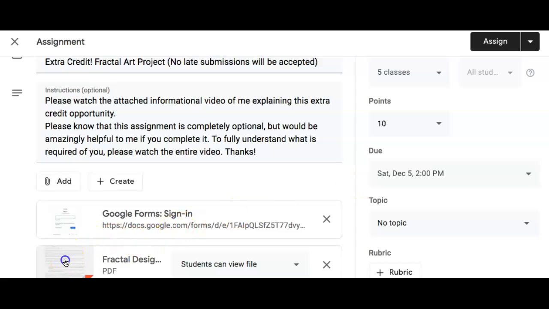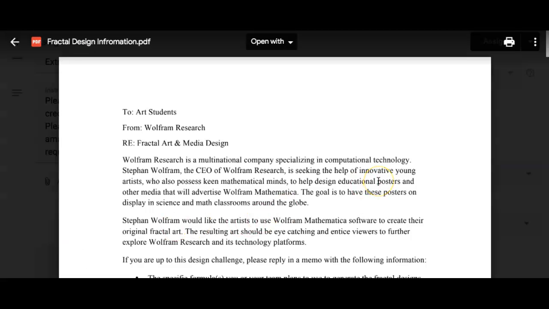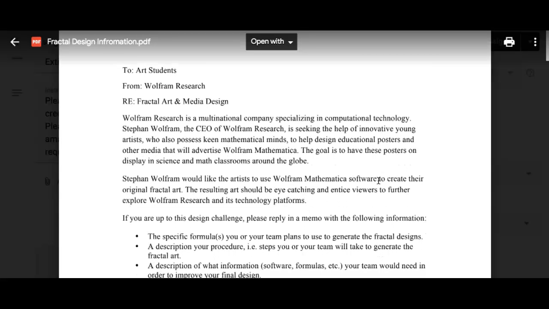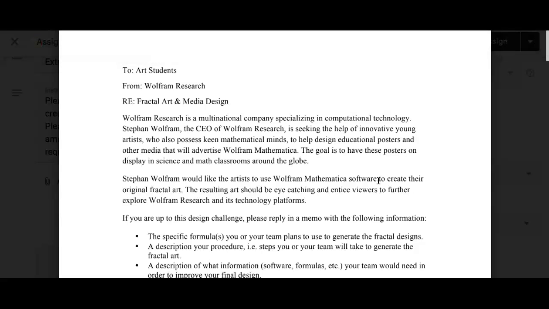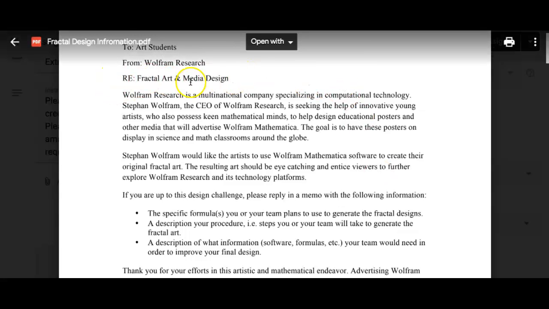So anyways, let's look at the fractal assignment. Okay, in the art classroom, our prompt would be coming from a real person that's kind of creating a proposition or requesting us to help them with their design. So here's the letter that we would receive in the art classroom. So art students, it's for us, and then it's from Wolfram Research, and it is about creating fractal art and media design. Okay, so Wolfram Research is a multinational company specializing in computational technology.